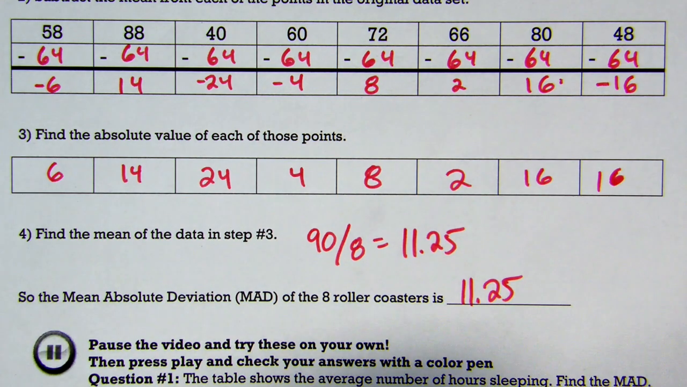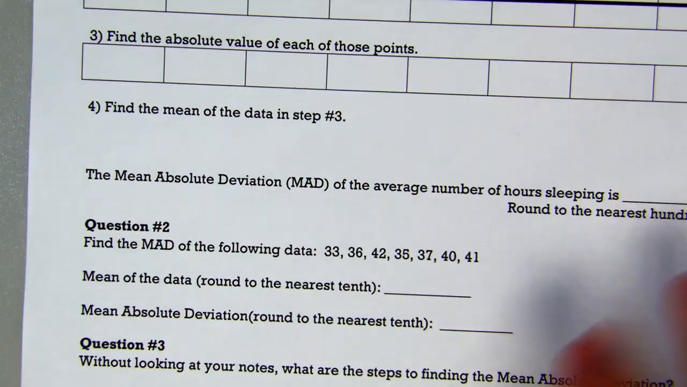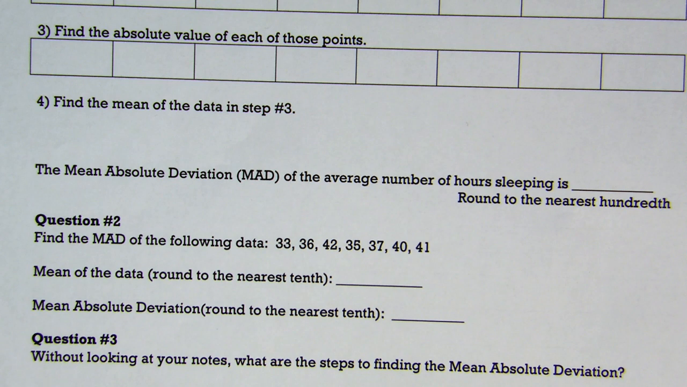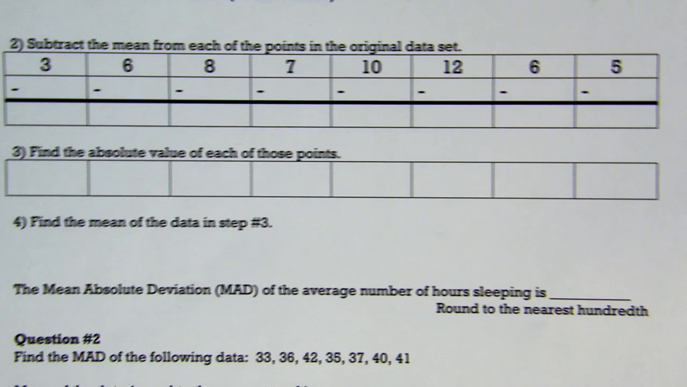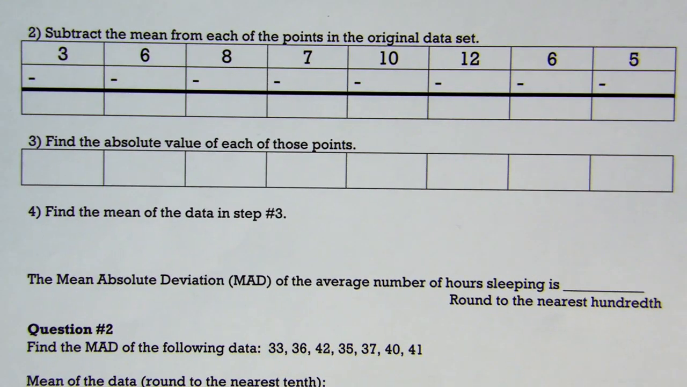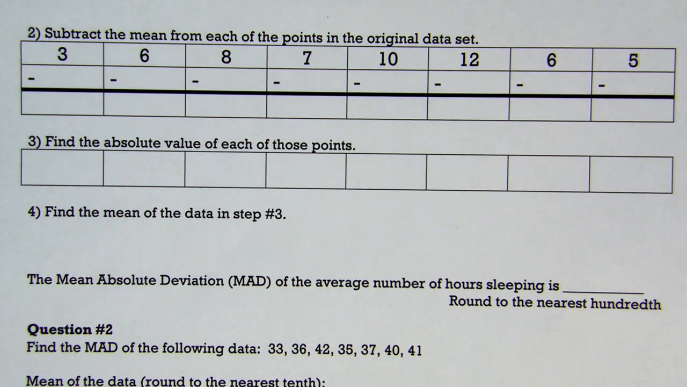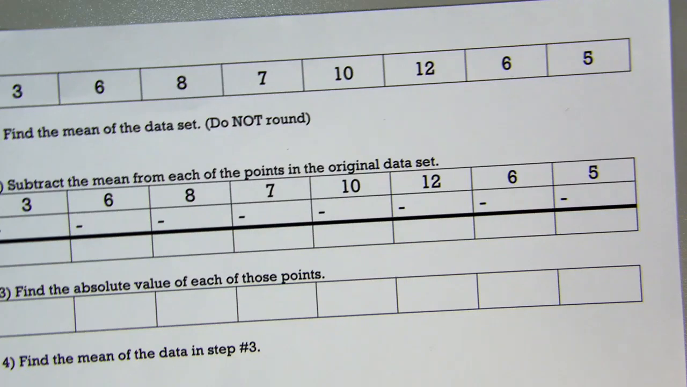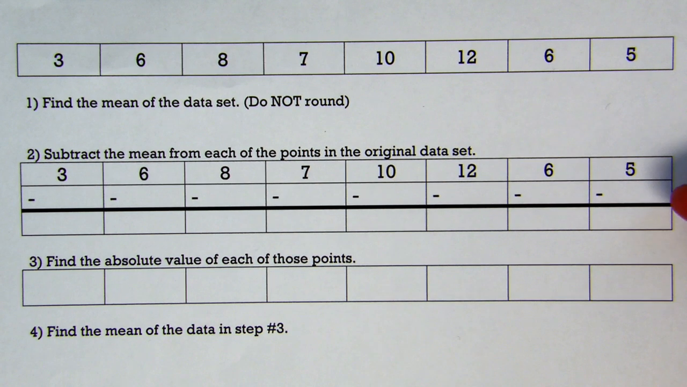So now what you have is a spot for you to try as well. You should be finding the mean of these data points. Do not round it. Find the difference of the data points and the mean. Give the absolute value. And then go ahead and find the average of that and you should find your MAD.